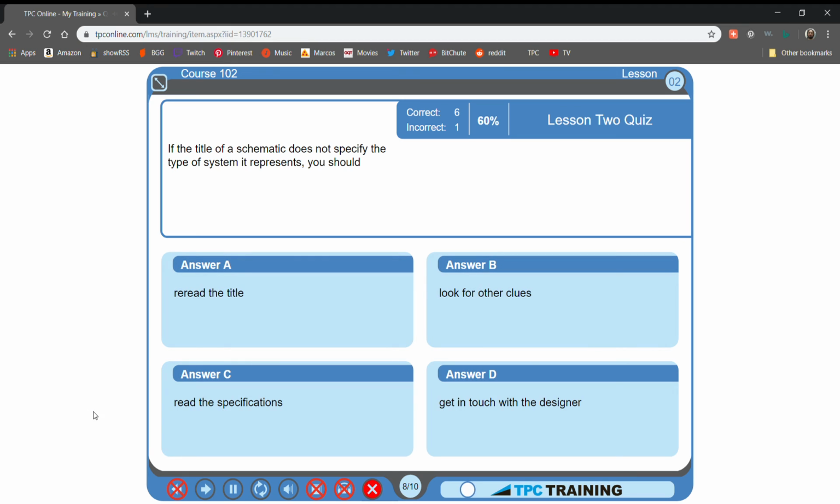If the title of a schematic does not specify the type of system it represents, you should A.